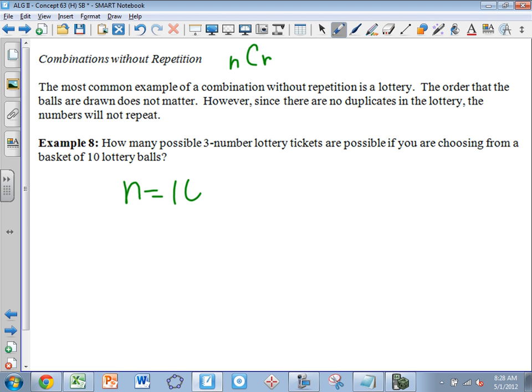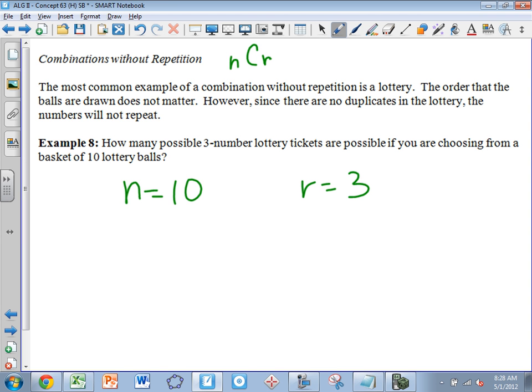How many slots do I have to fill? 3. So isn't it the same as the last problem? Only there's no repetition. Without repetition. So stop for a second, please. Think before you come up with an answer.